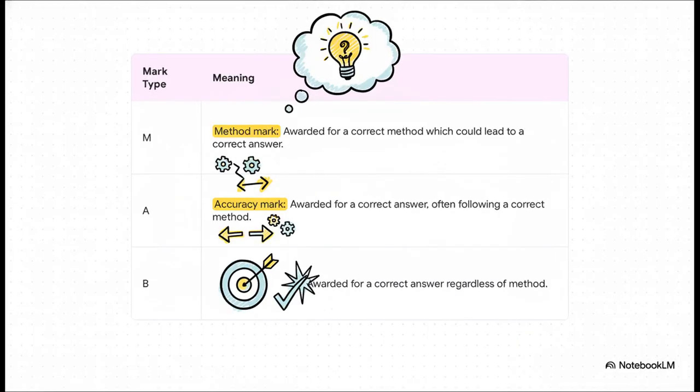Okay, before we get into the nitty-gritty, you've got to learn the lingo. There are 3 main types of marks. You've got M for method. Then there's A for accuracy, which, and this is important, usually follows a correct method. And finally, B marks. Those are independent marks for a correct answer, sometimes without any method needed. Right, let's see how these actually work.